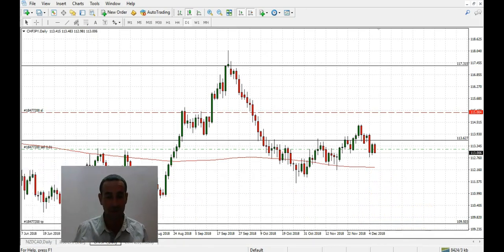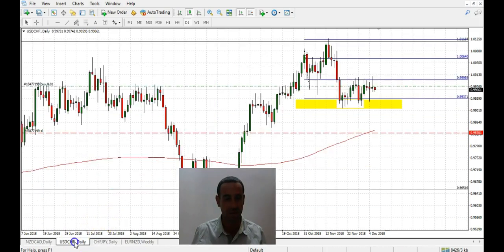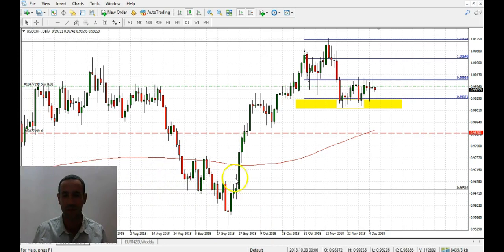Let's have a look at our sixth position. That has to be the dollar Swiss franc. As I've mentioned, a bit disappointing at this stage. I was expecting a much more intense move on the way up.